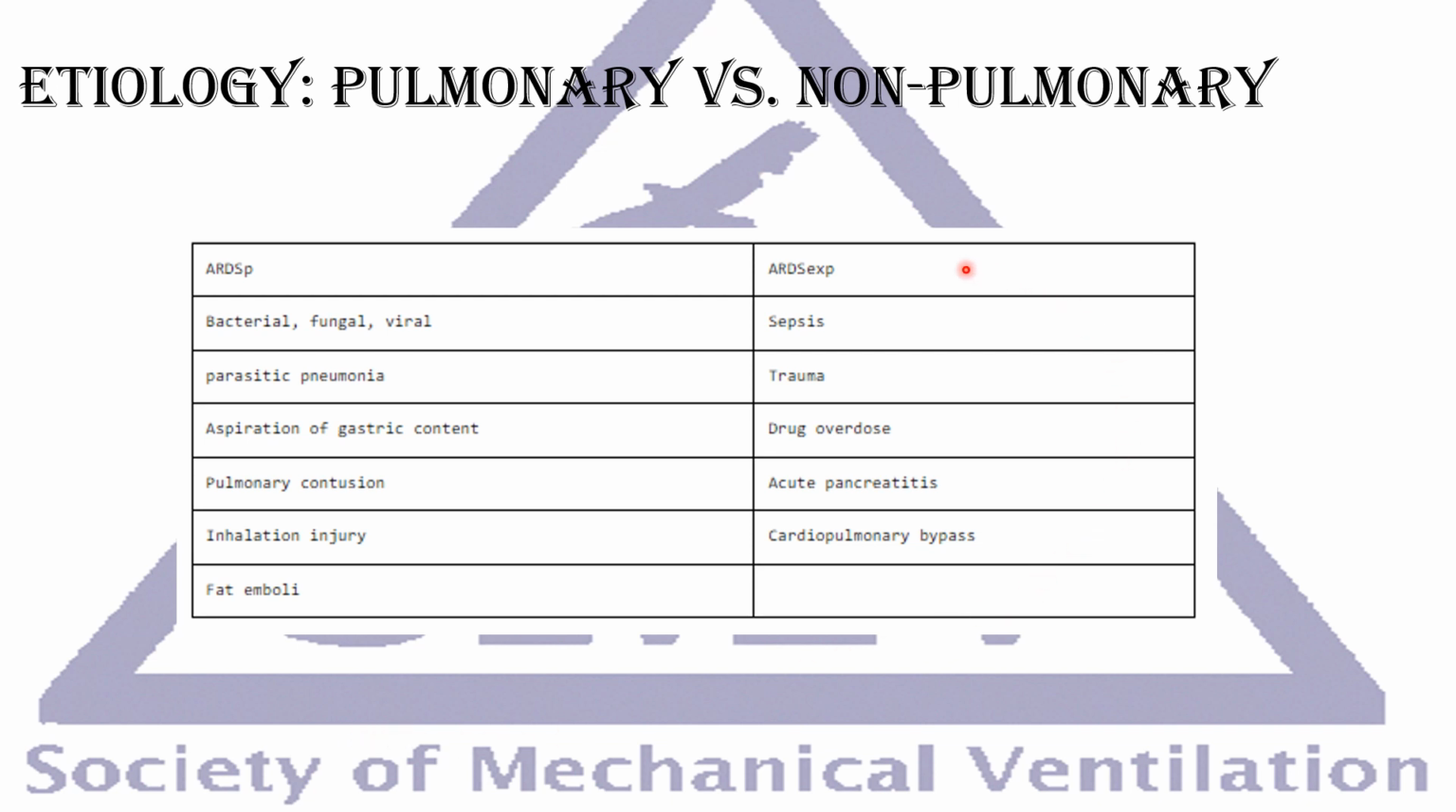Versus the extrapulmonary ARDS, usually most commonly sepsis, trauma, drug overdose, pancreatitis, cardiopulmonary bypass, and many more etiologies than this. I think it's good to differentiate between both of them because most of the studies found that extrapulmonary ARDS actually has a better prognosis and is usually more PEEP responsive than pulmonary ARDS.